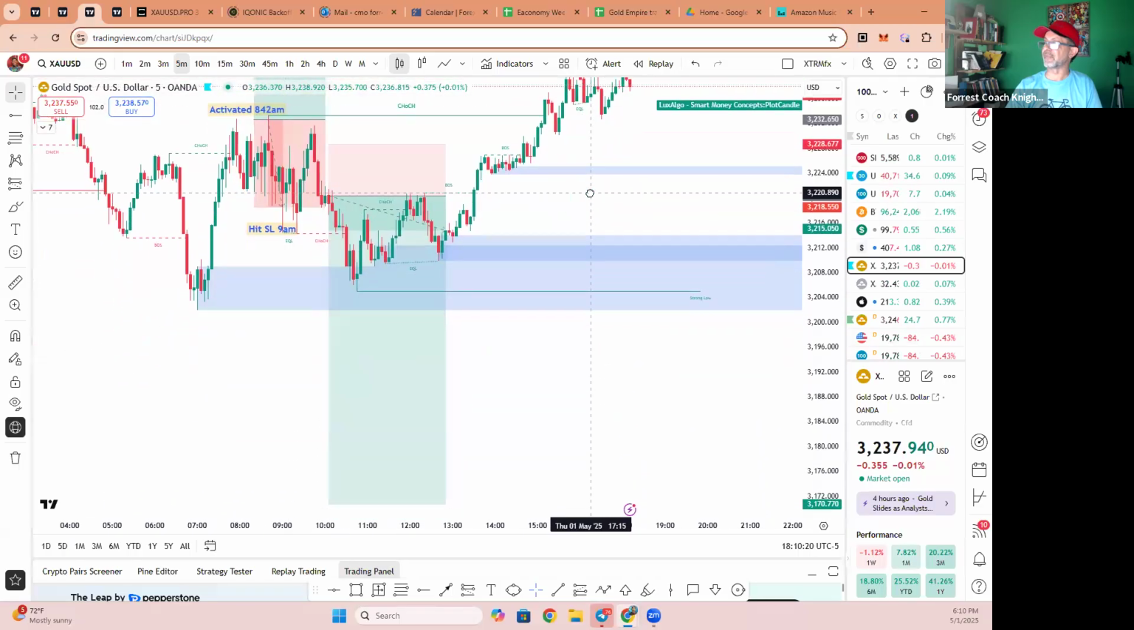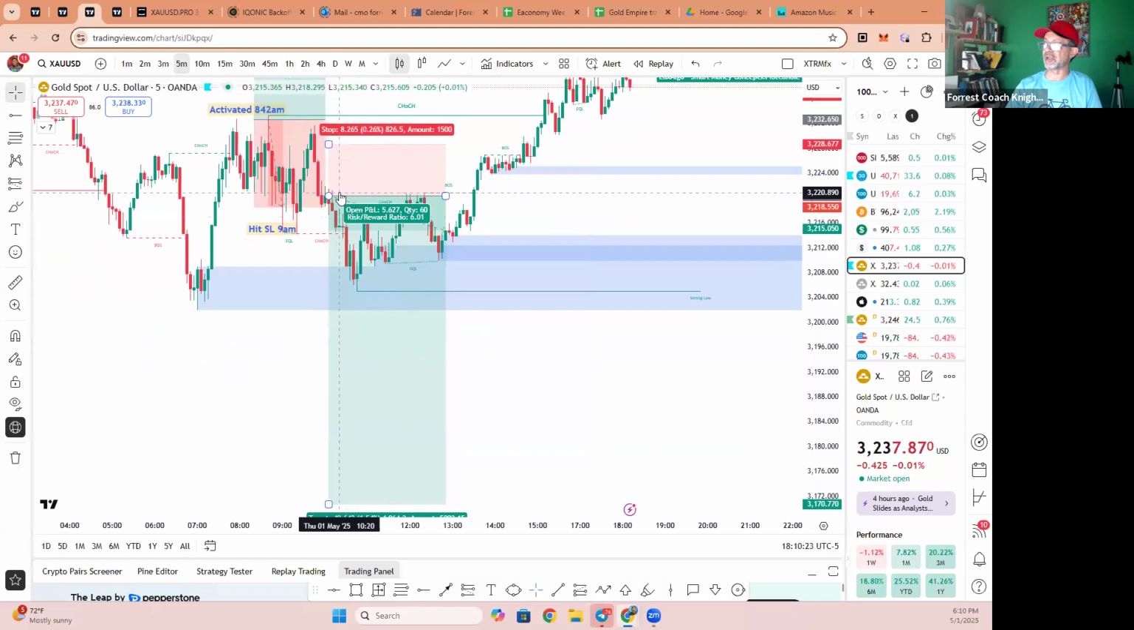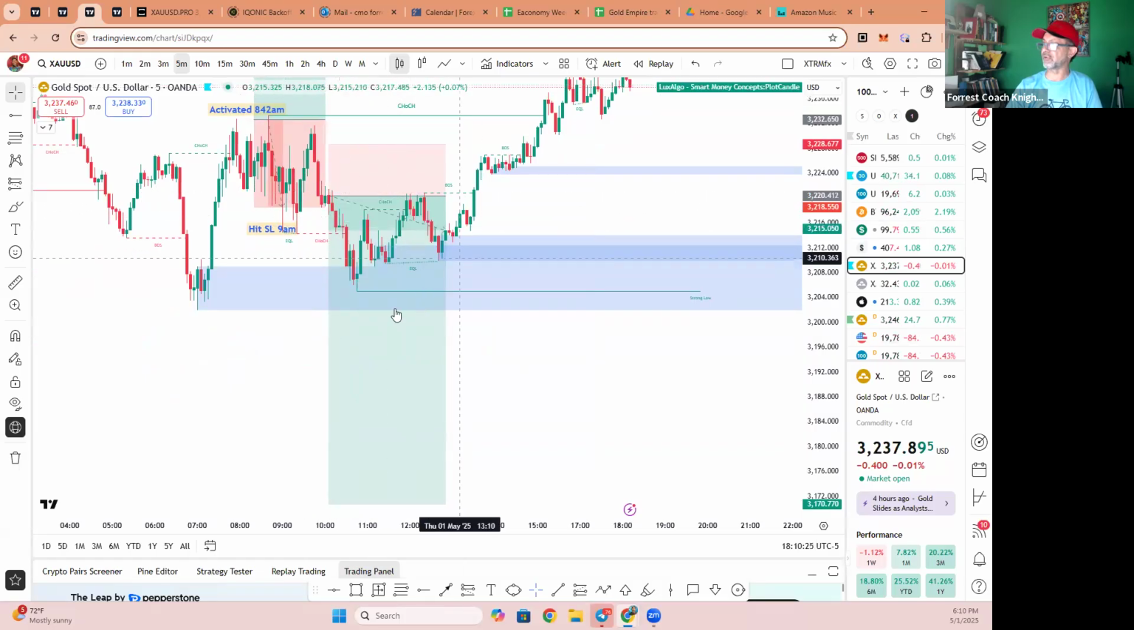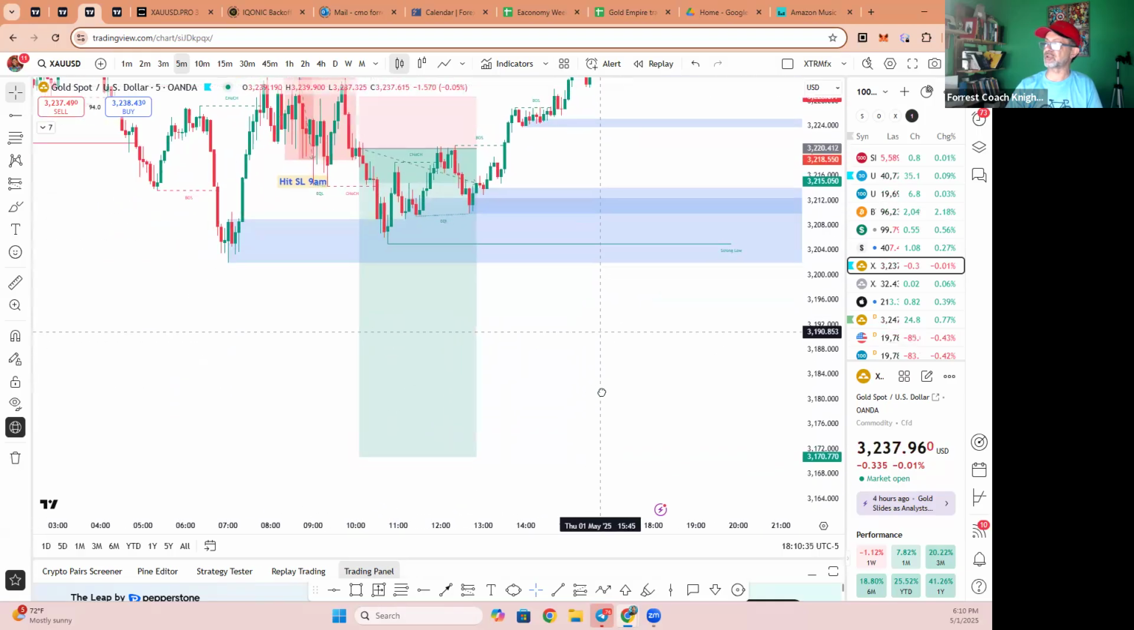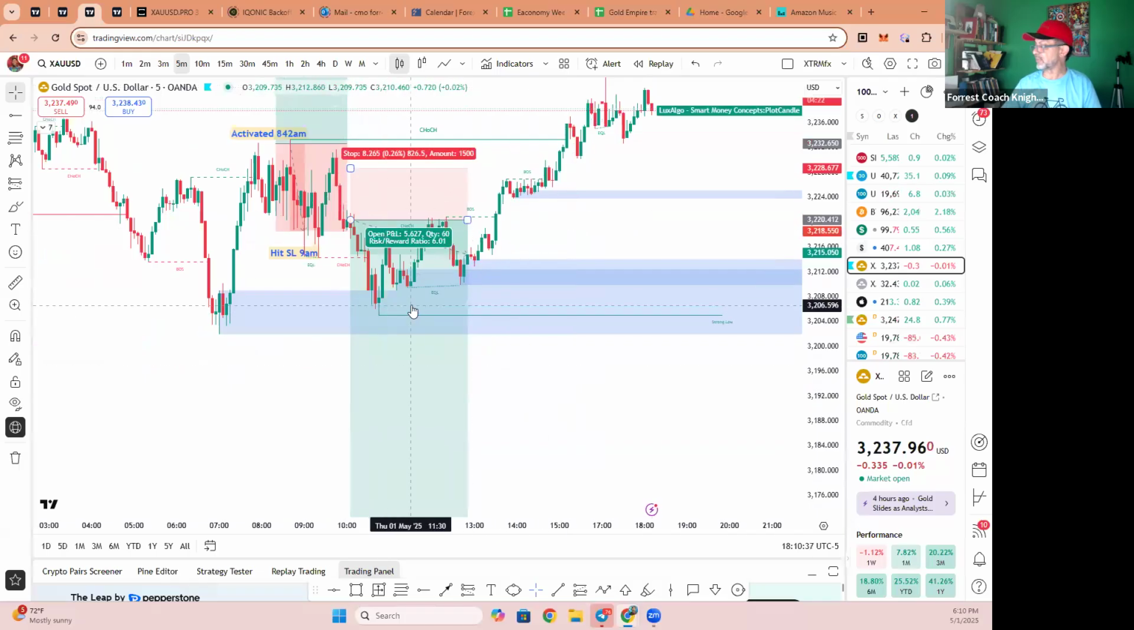Now this trade down here, this is the Idris trade from this morning. I don't know if you guys saw that he put in there. I don't know if it went to TP1, TP2, or TP3. But again, same situation. It came down. I think it hit his TP1 and then stalled out just shy of TP2. But again, this is the Idris trade from this morning. Exactly the same thing. Let's go see if we can find it.